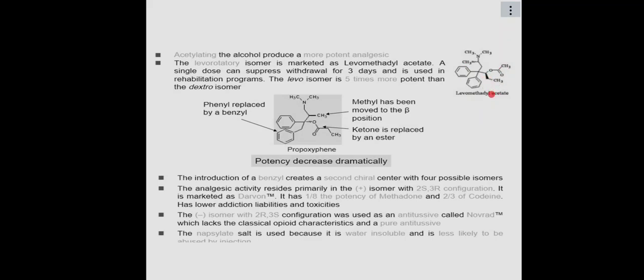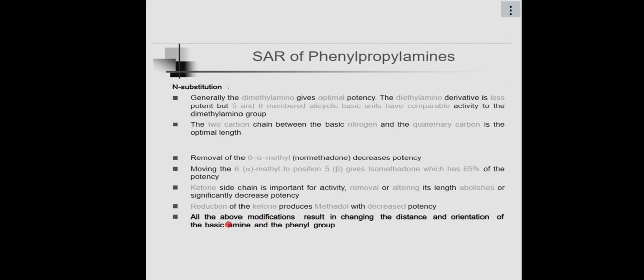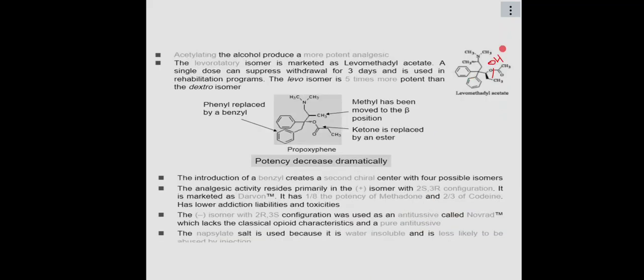Remember we have said, if you have the alcohol of methadone, where you have CH3, CH2, and this group here is OH, the alcohol of methadone drastically reduces the activity. But now when you acetylate the alcohol, that's the one we have just mentioned before, that reduction of the ketone produces methadol with decreased potency. If you reduce, you have to cleave the ketone and you will get an alcohol, and that has reduced activity. But now if you acetylate that alcohol, then the resultant compound has good activity.